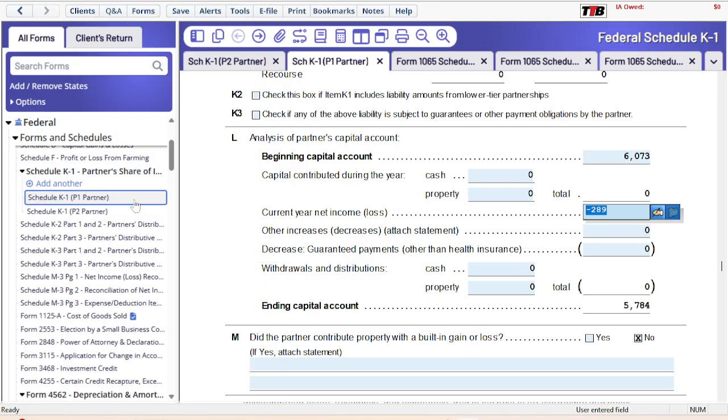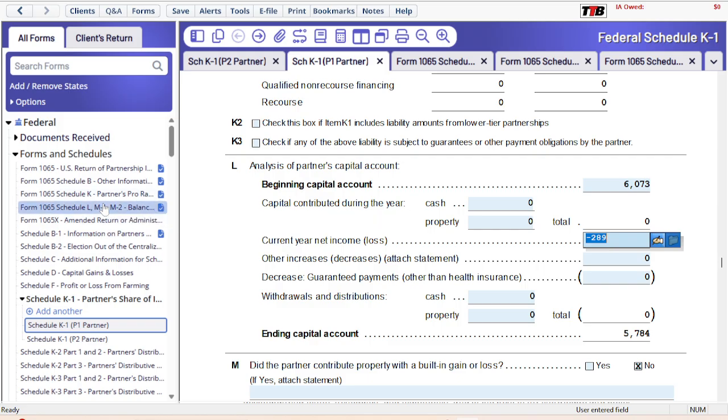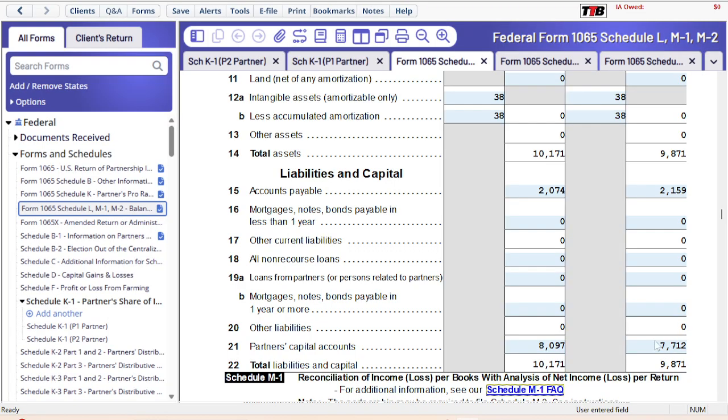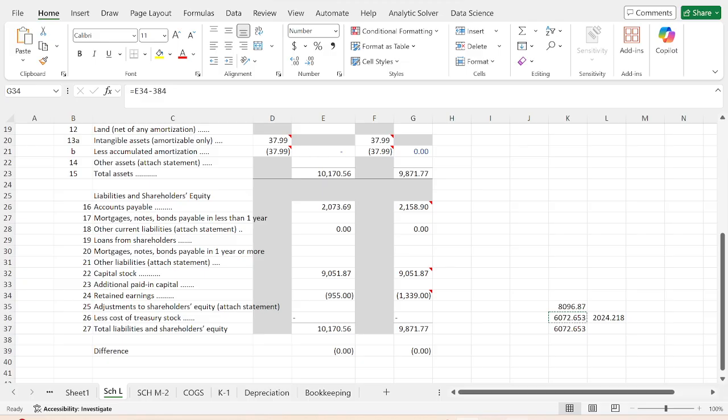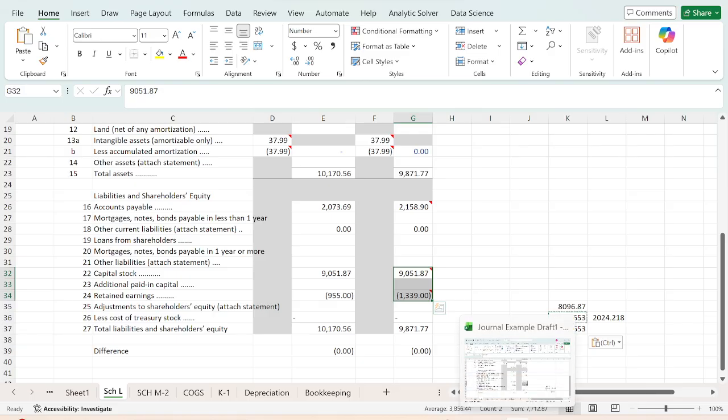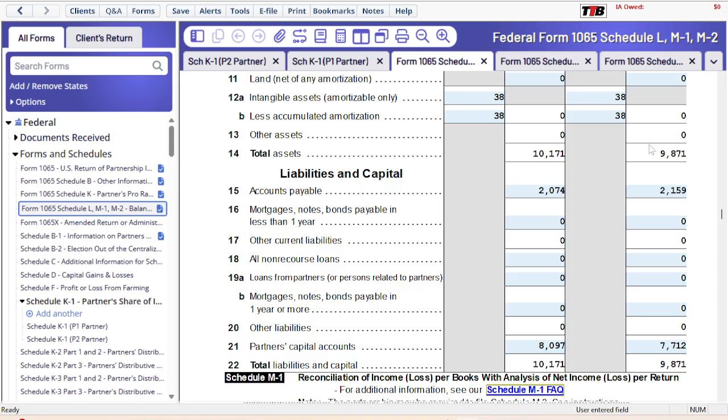So let's go back again and oh yeah, it's accurate here. So let's go to our things here and do this total. 7,712. Yeah, it's correct here, and our total assets is matching our total liability at the end of the year. When you're doing your balance sheet, you want those to match.